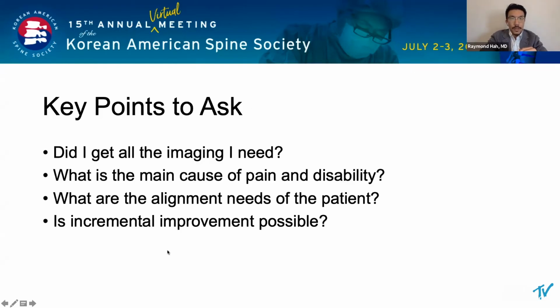So the key points to ask, as somebody who may not do a lot of deformity, are: did I get all the appropriate imaging that I need? Carefully consider what the main cause of pain and disability for that patient is. And then critically think about the alignment needs of the patient.